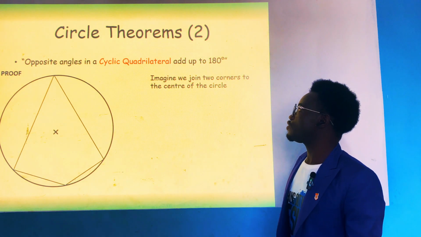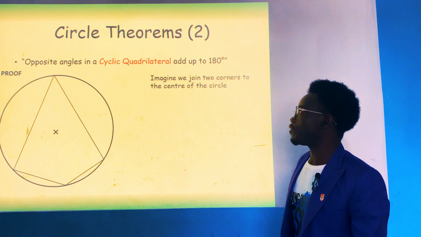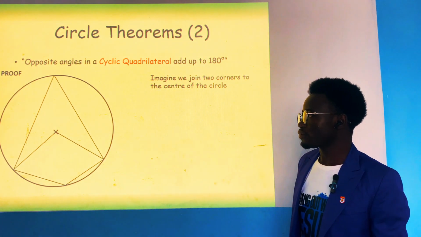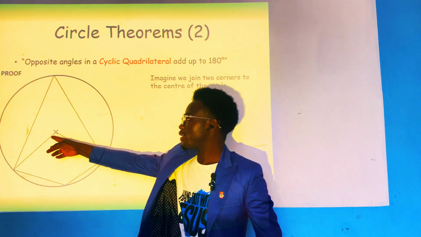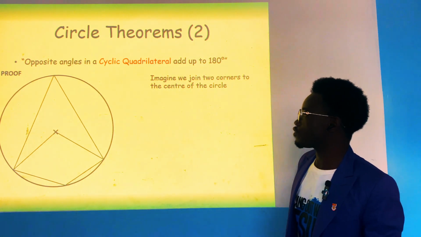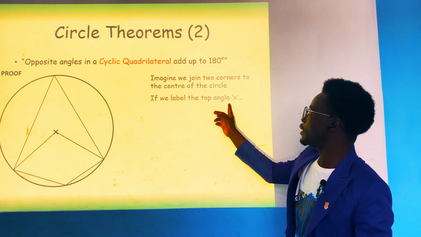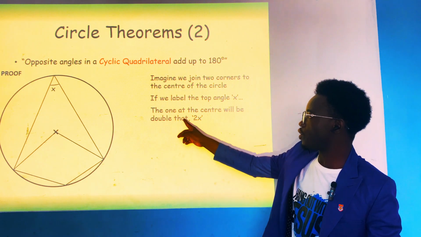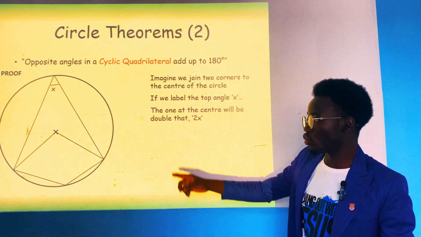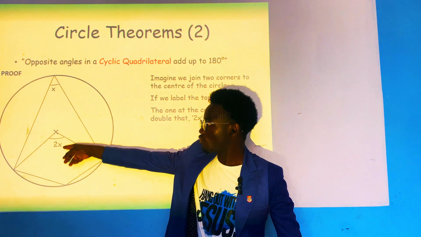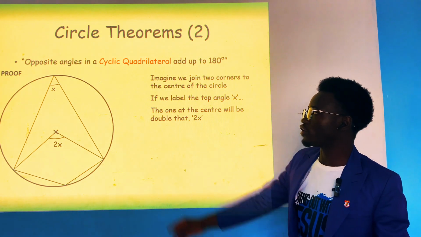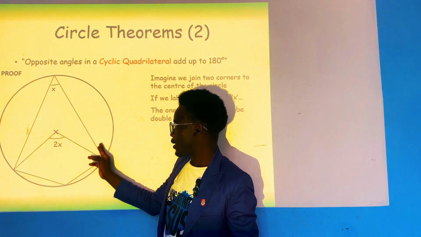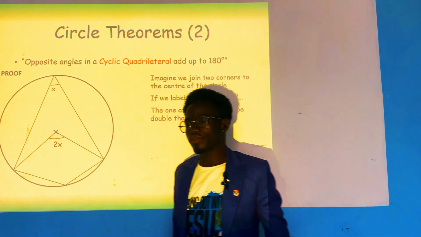So imagine we join two corners to the center of the circle. We join this to the circle, right? You can see a property that this angle here is twice the one at the top. If we label the top angle as x, then the one at the center will be what? 2x, because this angle is twice the angle over here. We are trying to prove this property, that the sum of this and this is 180, and the sum of this and this is 180. That's what we are trying to prove.